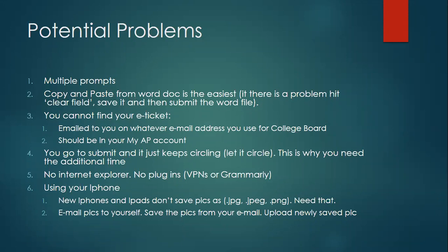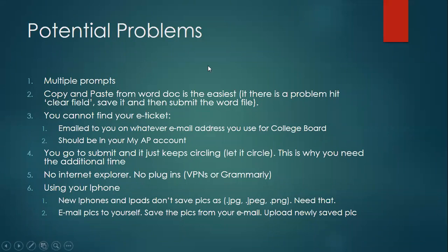So to get around that, what you will actually have to do is email the pictures to yourself. Save the pictures as an attachment to the email. And then once you open the email, it will have automatically converted the picture to a JPEG file. So then you'll save that picture from the email and then upload the newly saved picture. This is only for people who are planning on using the picture method, which is not the preferred method. The preferred method is copy and paste or save as a Word file.